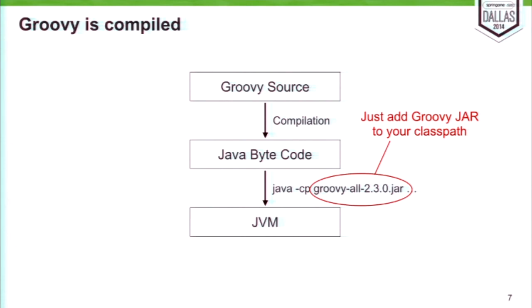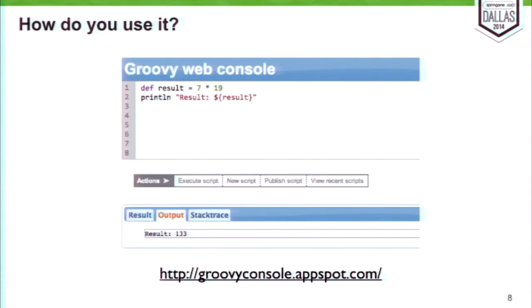Simple as that. So how can you actually write Groovy code? There are various ways. If you don't want to get the IDE and set it up straight away, if you just want to have a little play, you can start with the web app console. So it's a Google App Engine application, and you can just type Groovy code in there and run it. And that's the URL down there. I'll show you a quick example.